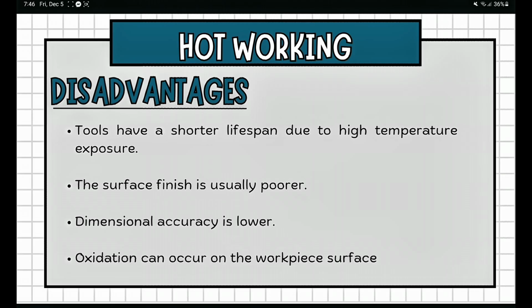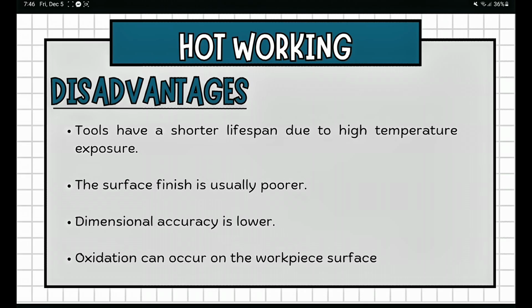So moving on to the disadvantages, the first one is tools have a shorter lifespan due to high temperature exposure. Tools are constantly exposed to high heat, which weakens and wears them out faster. This increases replacement and maintenance costs.